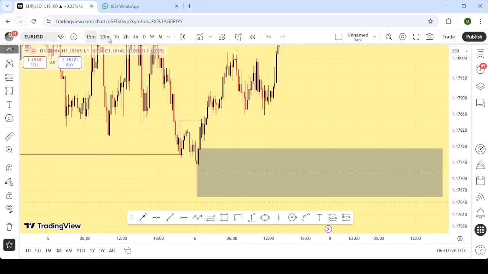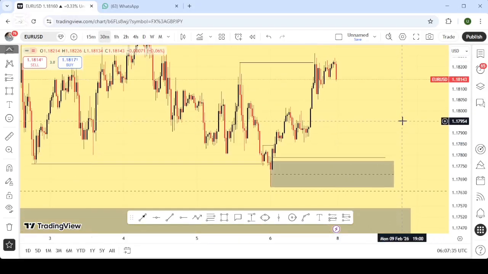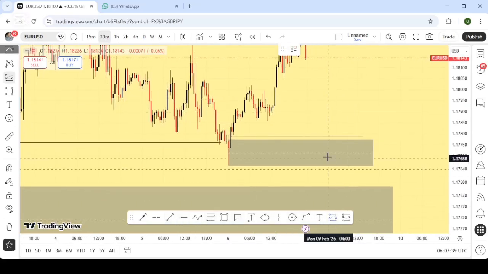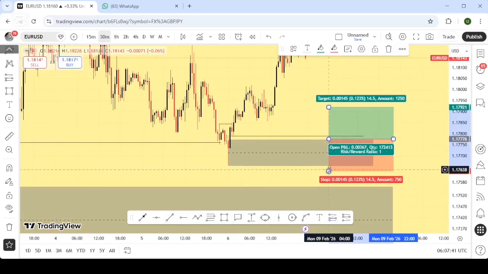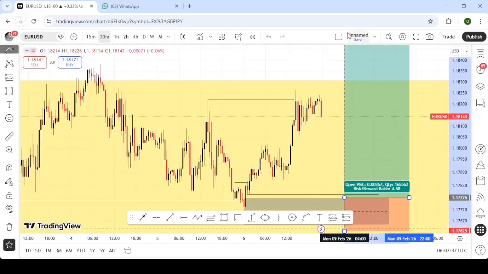So on Euro USD, it is looking more convincing than DSY, which we can just place our order like this. You can place your order this way. Have your stop loss. We are risking like 15 pips. Then we have to target to the upside.